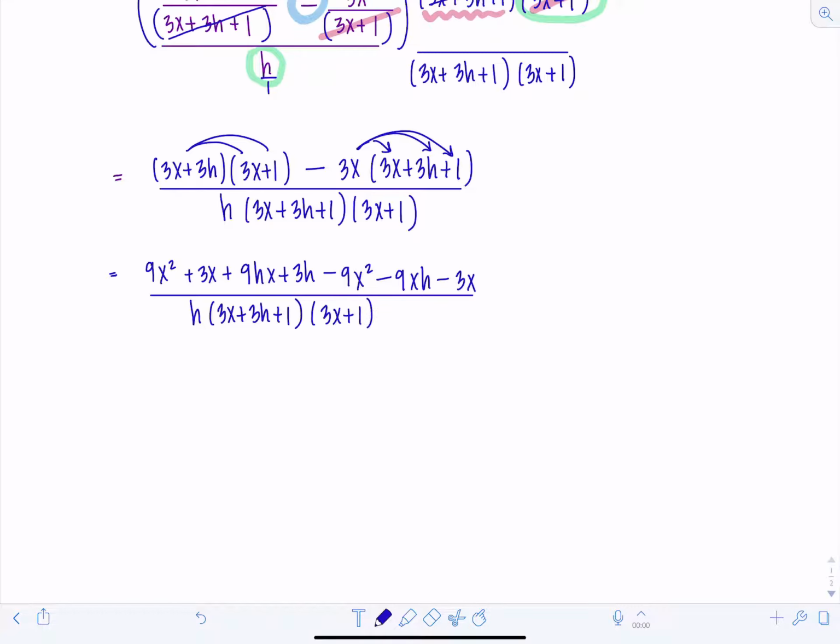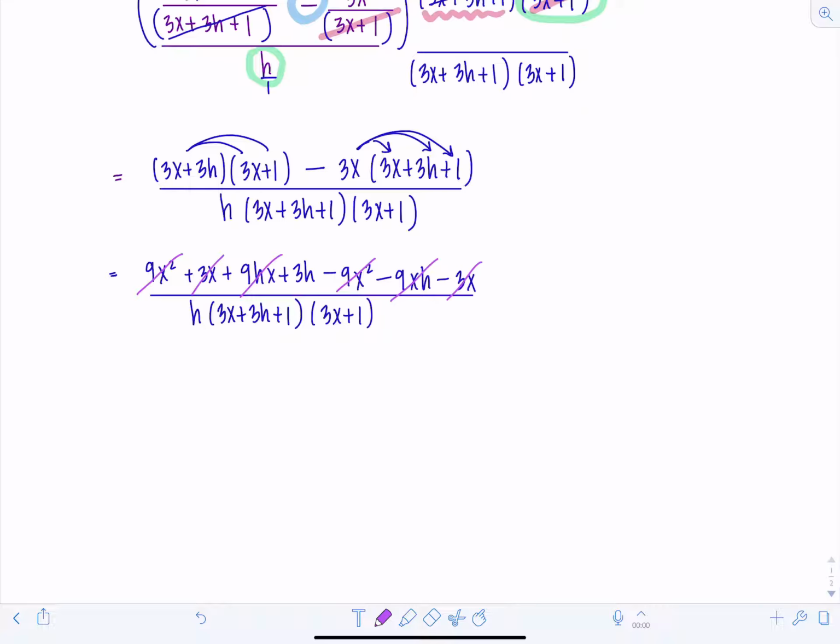Now let's look at the numerator, see if we can simplify or combine like terms. And indeed we can. So 9x squared and negative 9x squared cancel out. 3x and negative 3x cancel out. And even 9hx and 9xh cancel out.